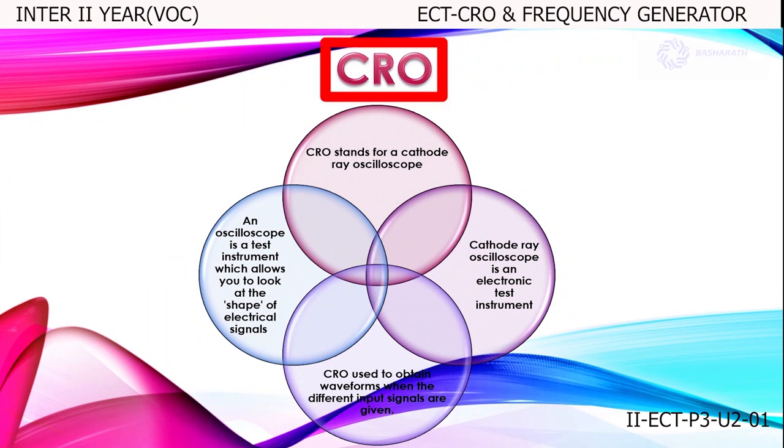Let us start with the full form of CRO. CRO stands for cathode ray oscilloscope. Basically, CRO is an electronic test instrument used to obtain waveform when the different input signals are given. It is a test instrument which allows you to look at the shape of the electrical signal.